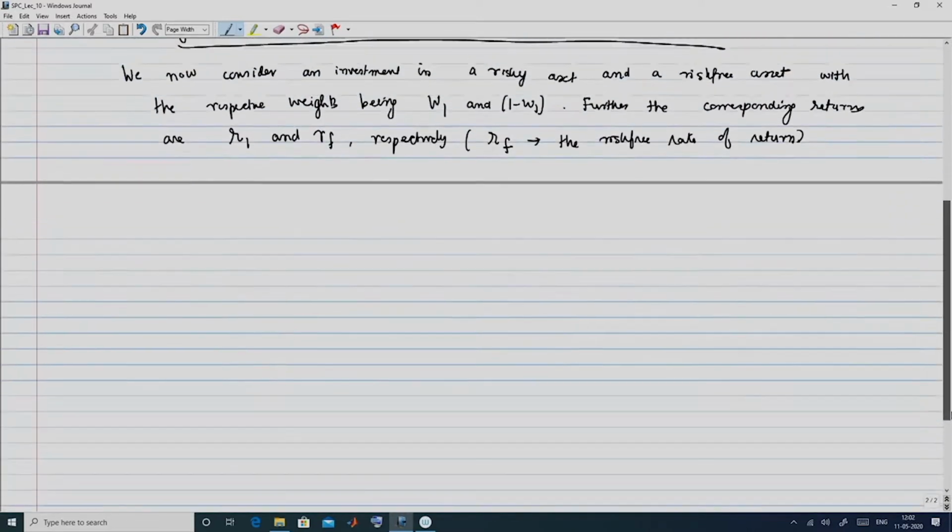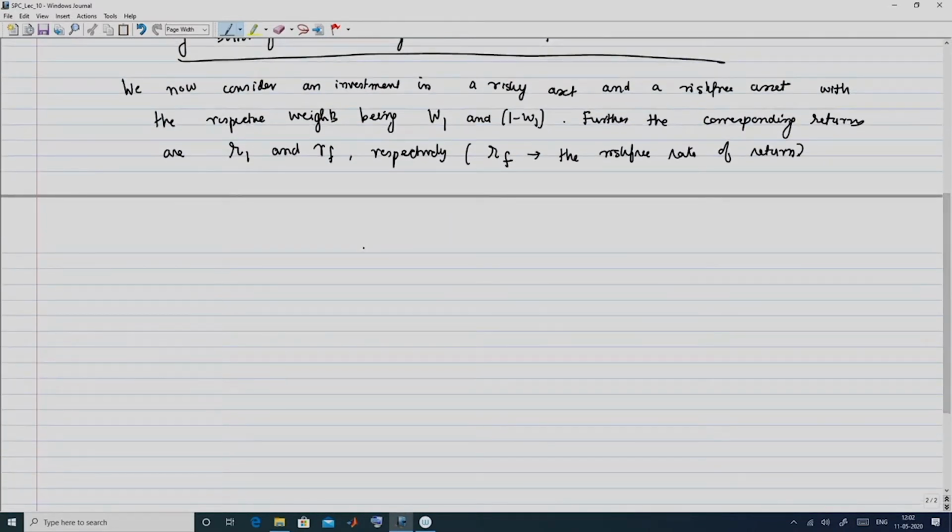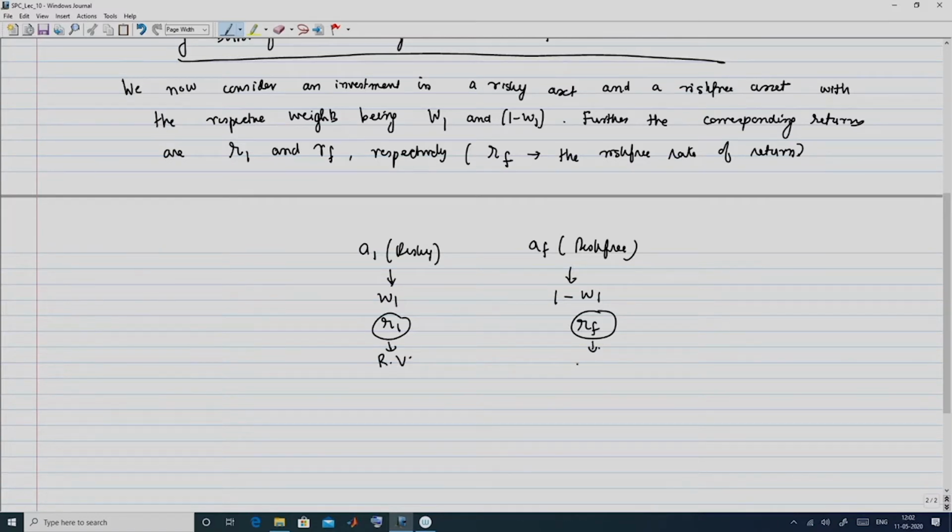So, essentially this means that I will have two assets. There is an asset, say A1, which is risky, and say there is an asset AF which is risk free, and the corresponding weights are W1 and 1 minus W1, and the rates of return are R1 and Rf, and note that here Rf is not going to be a random variable, but is going to be deterministic or constant.